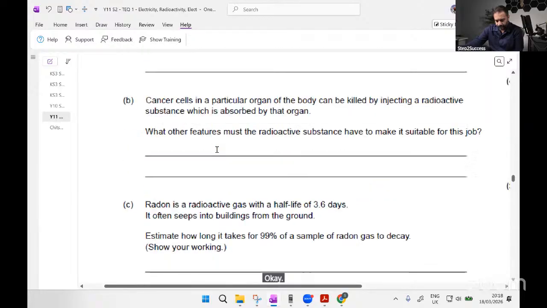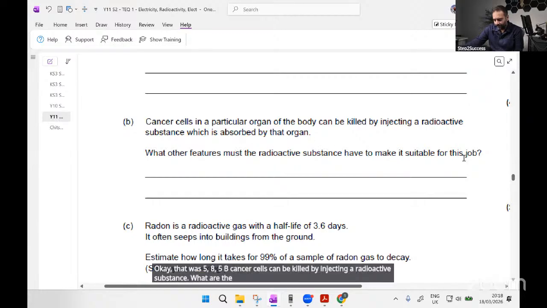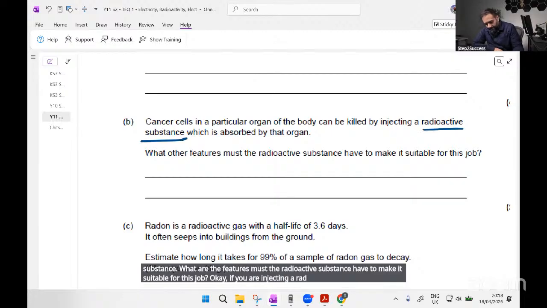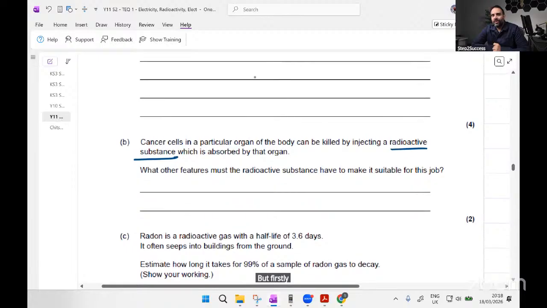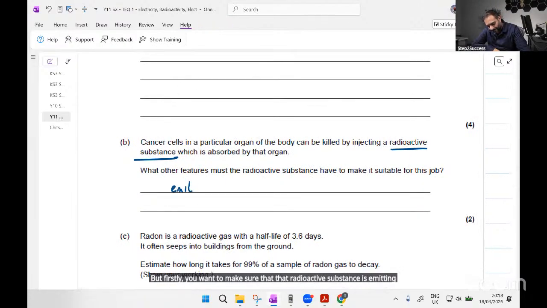Okay, that was 5A. 5B, cancer cells can be killed by injecting a radioactive substance. What other features must the radioactive substance have to make it suitable for this job? Okay, if you are injecting a radioactive substance into somebody's body, then firstly, you want to make sure that that radioactive substance is emitting gamma radiation.